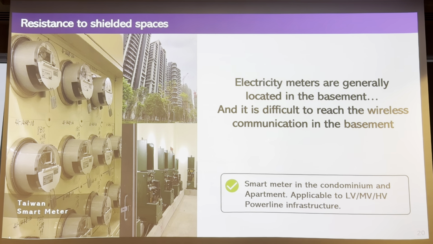This is an example of a smart meter in Taiwan, with the strength of resistance to shielded spaces. In Taiwanese condominiums, electricity meters are generally located in the basement. However, since it's difficult for wireless communication to reach the basement, Nessum WIRE was adopted in some places.